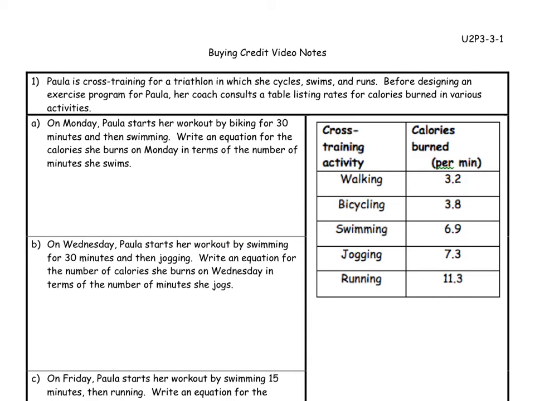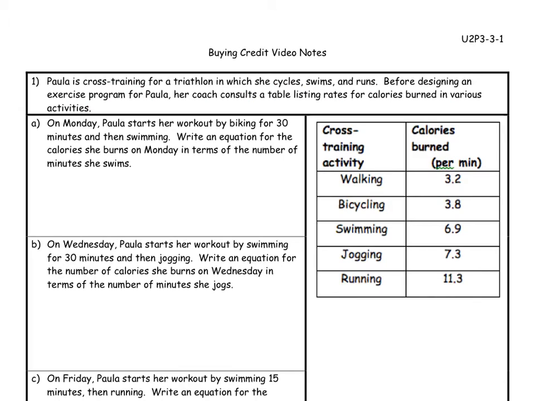Okay, so the scenario we're going to take a look at tonight is Paula's cross-training for a triathlon in which she cycles, swims, and runs. Before she designs an exercise program, her coach consults the table listing the rates for calories burned in various activities, and that's this table right here.